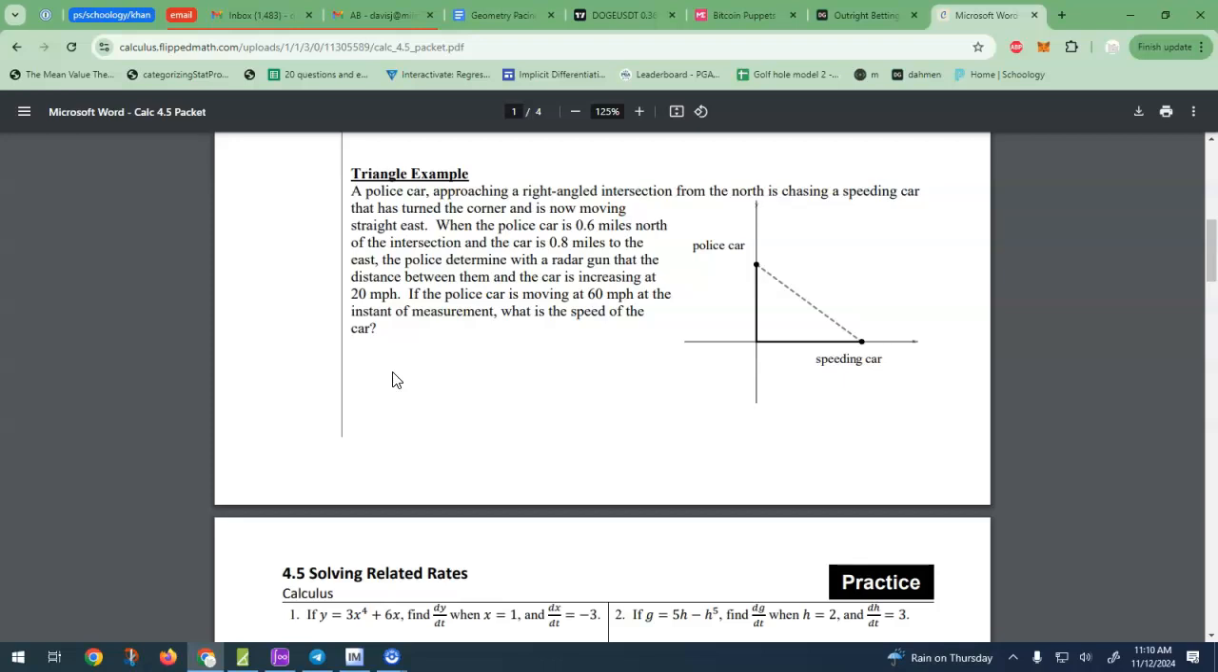So, police determine with the radar gun that the distance between them and the car is increasing at 20. So what am I going to label as 20? The distance between the police car and the speeding car is increasing at 20. That is dz/dt. So this is a rate. This is a derivative, a representation of change, increasing at 20 miles per hour. So this car is moving 60 miles an hour, but keep in mind it's going down in our setup here. So this is negative 60.